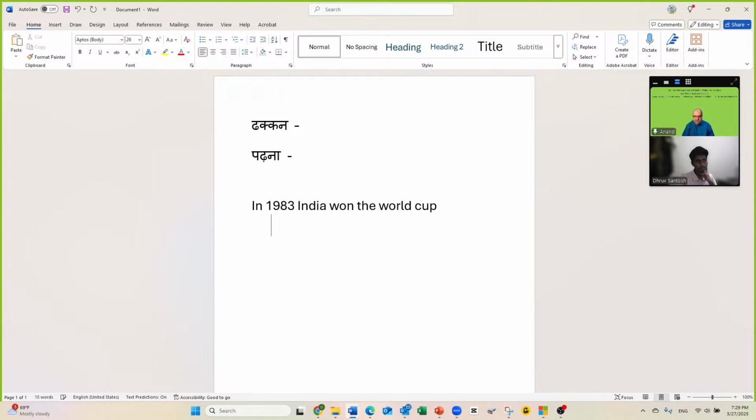Okay, so now, first rule of Hindi sentences, we always write the subject first. So, who is the subject? Who won? India. What is the Hindi word for India? Bharat. So, first we'll write Bharat. Then we'll write the verb. What is the verb in the sentence? Won. So, what is the Hindi word for winning? Jeet. The real word is jeetana.